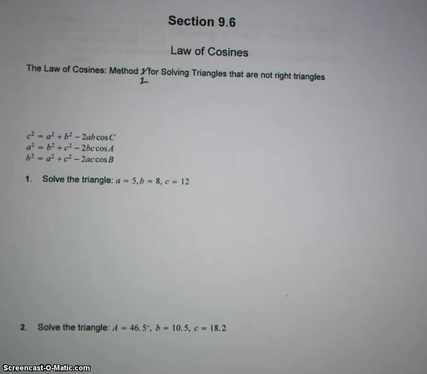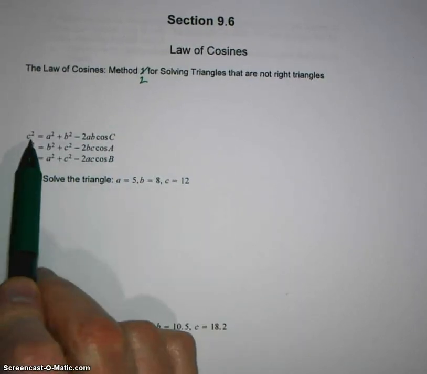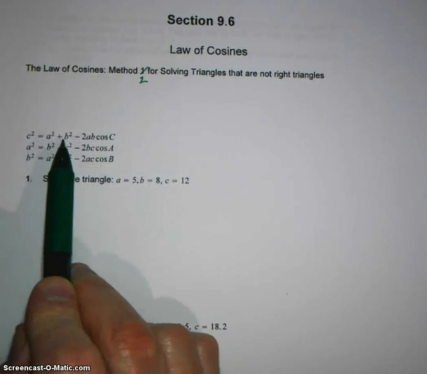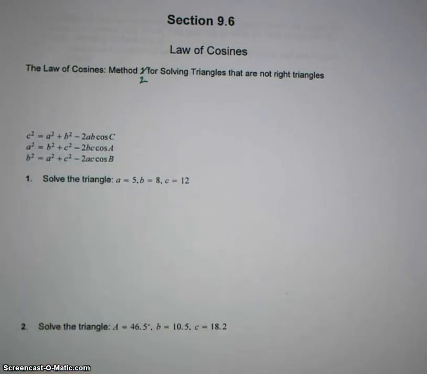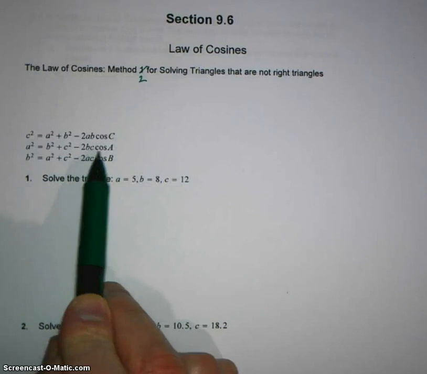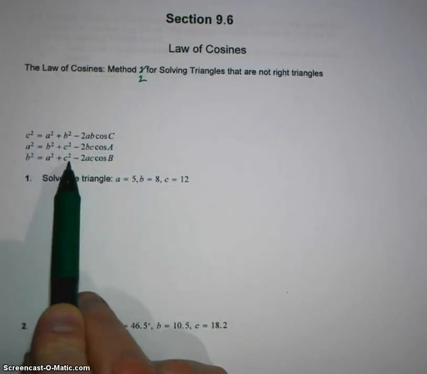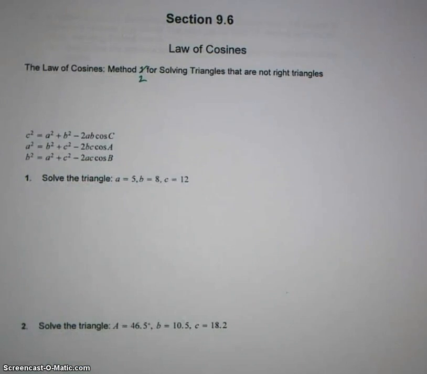So there's actually 3 different versions of the law of cosines. We have c squared equals a squared plus b squared minus 2ab cosine C. And then a squared equals b squared plus c squared minus 2bc cosine A. And finally, b squared equals a squared plus c squared minus 2ac cosine B. Students always see that and get overwhelmed and say, wow, I'm never going to remember all of that. Well, let's look at it more carefully.